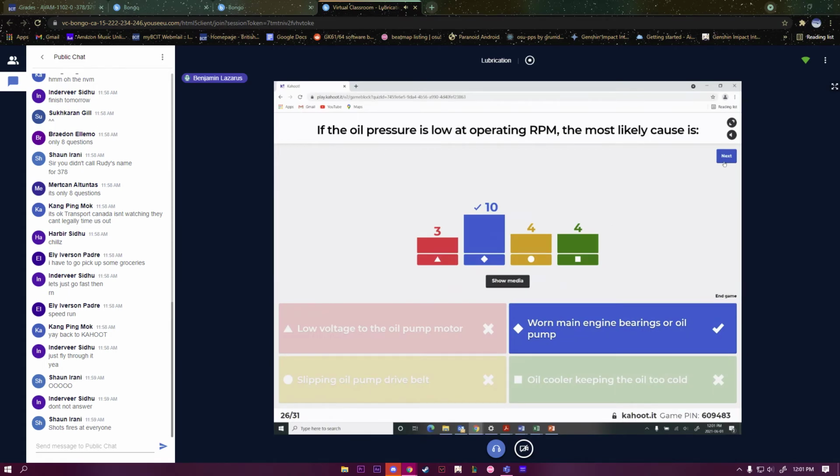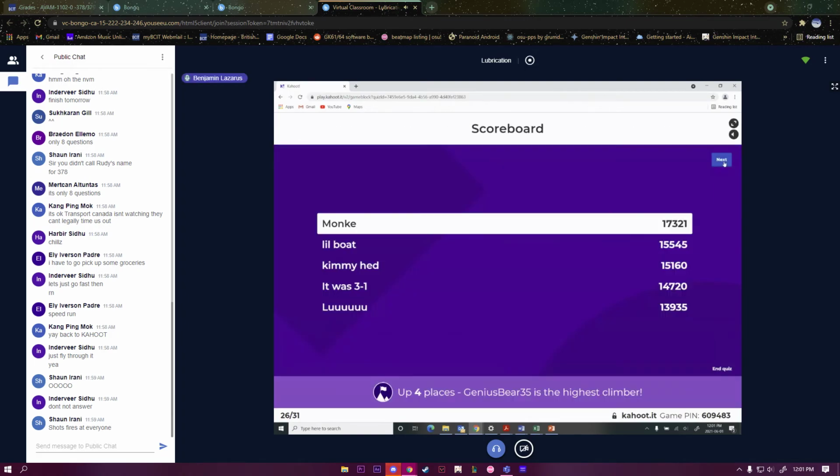Okay, oil pump motor. How are oil pumps driven? By the engine. There's no such thing as an oil pump motor. Oil pump drive belt. Again, it's a spline drive. There's no drive belt to slip. And if the oil were too cold, would the oil pressure be too low or too high? If the oil were too cold, the oil pressure would be high. Hot oil gives us low pressure.